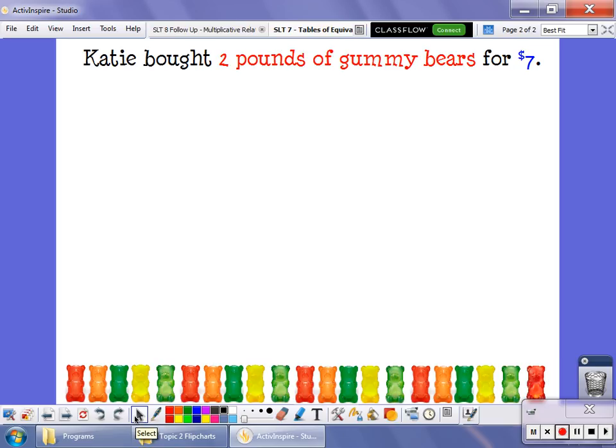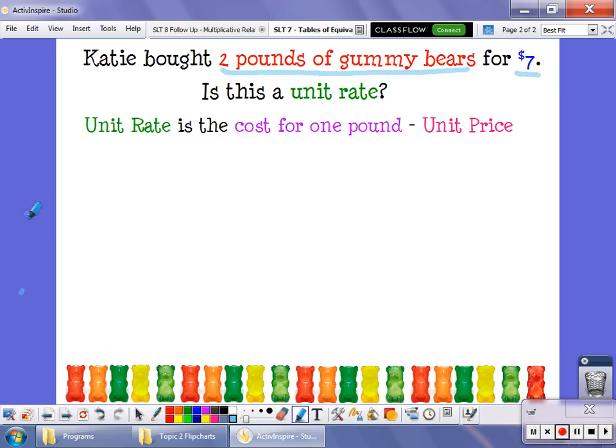It says Katie bought 2 pounds of gummy bears for $7. The first thing I want you to think about, 2 pounds of gummy bears for $7. Is this a unit rate? No, it's not a unit rate. A unit rate would represent the cost for 1 pound. This is the cost for 2 pounds. We also call a unit rate, when we're talking about costs, a unit price.